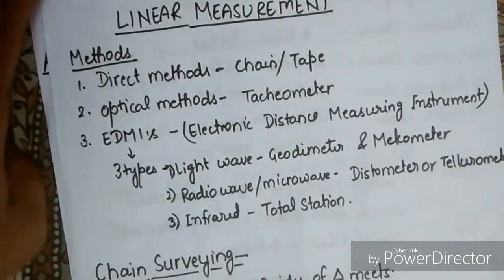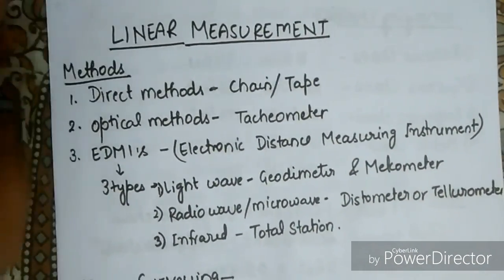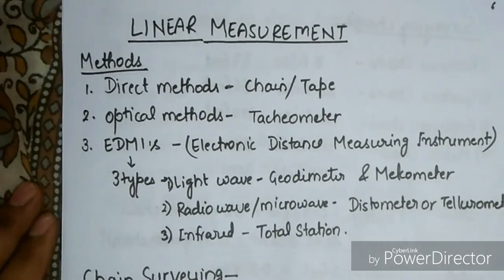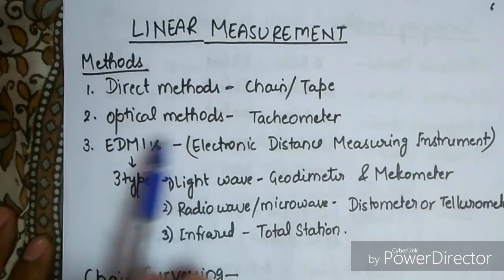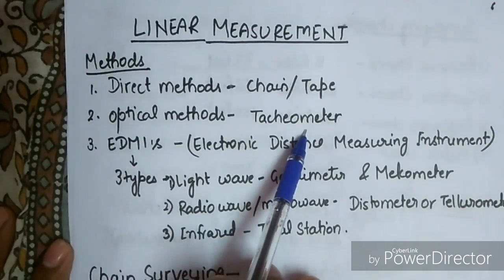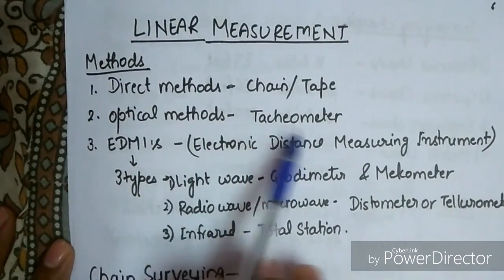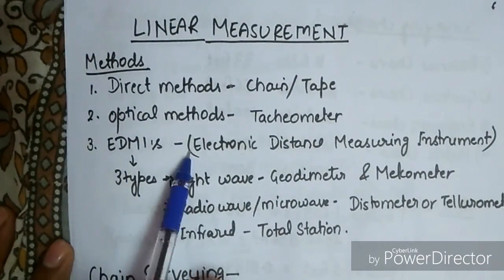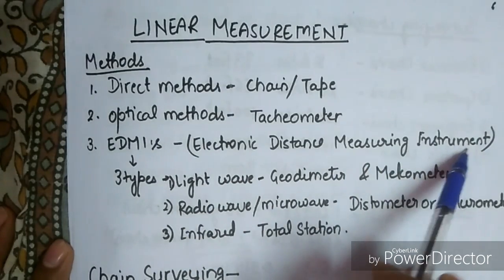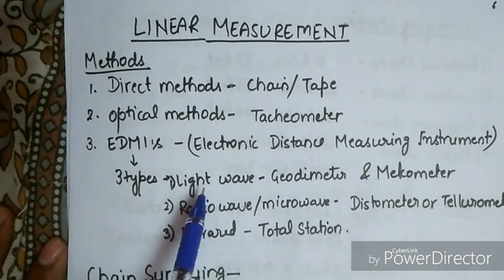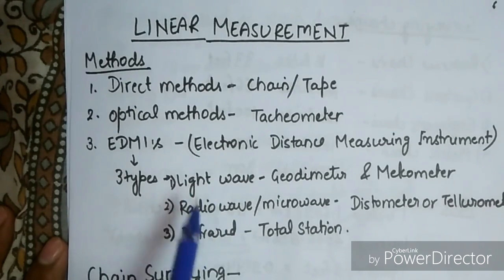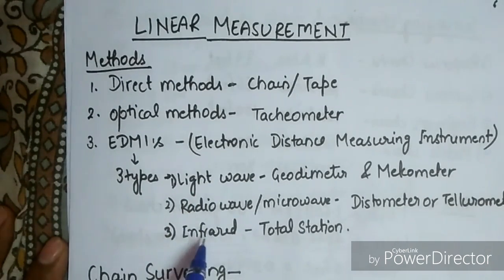Next topic is our linear measurement. There are different methods of linear measurement. First one is the direct method by chain or tape. Optical method is by tachometer. We have seen this method earlier. EDM is electronic distance measuring instrument. These instruments are of three types: either by light wave, or by radio wave, or by infrared radiations.